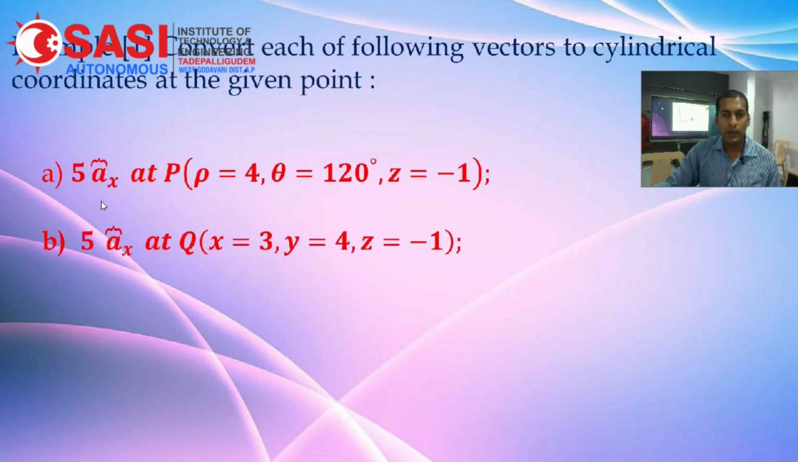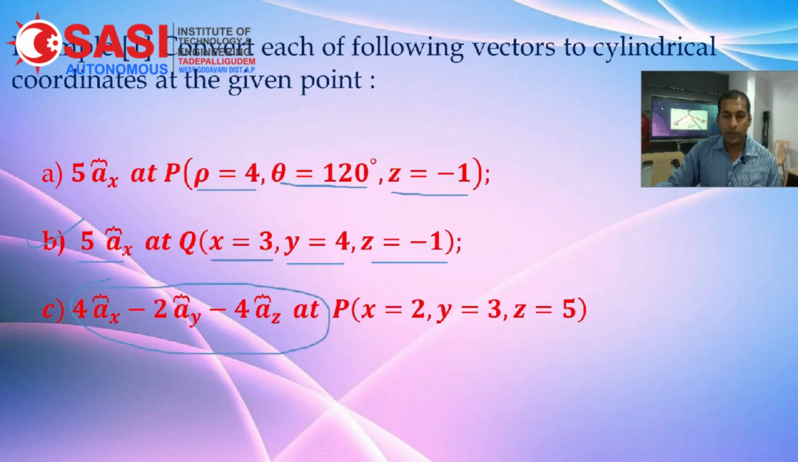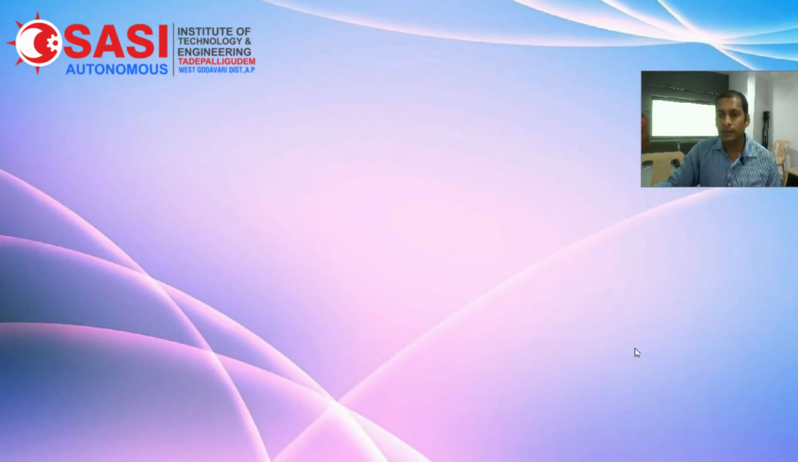First one, we have to represent ρ a_x cap at point P where ρ is 4, θ is 120 and z is equal to minus 1. Second one, ρ a_x cap at another point Q, given at x equal to 3, y equal to 4 and z equal to minus 1. And the third one has three components: 4a_x cap minus 2a_y cap minus 4a_z cap at point P where x is 2, y is 3 and z is 5. So let us see the solution.